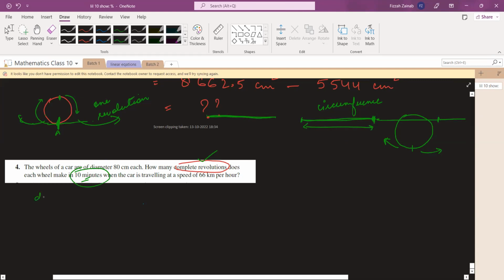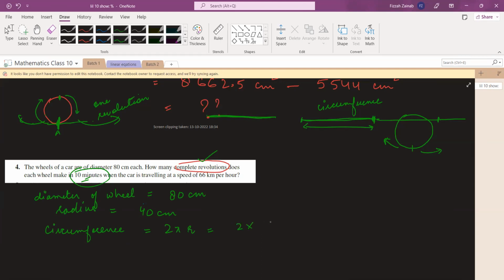So diameter is given. Diameter of the wheel is 80 centimeter, so radius is equal to 40 centimeter, diameter by 2. How many complete revolutions? So let us find out the circumference of the wheel: 2πr, so this is 2 into 22 by 7 into radius, which is 40 centimeter. You can leave it like this here. We will do the calculation in the end.